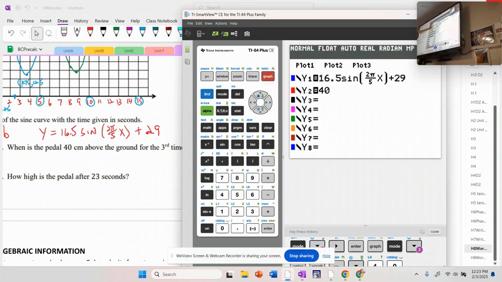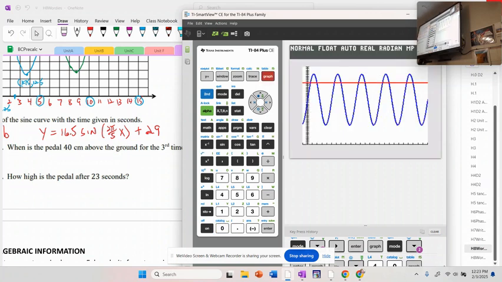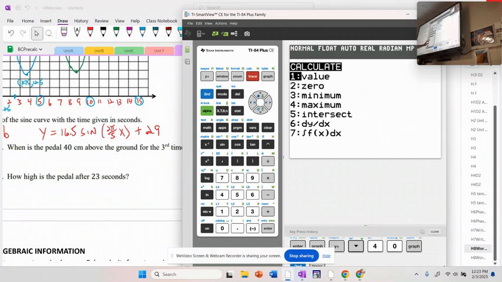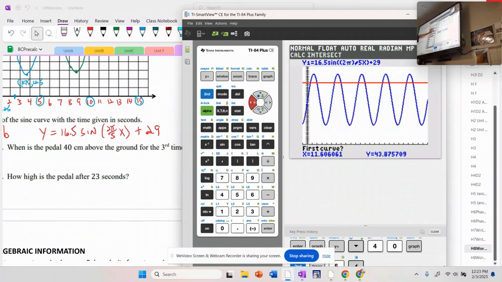I guess you kind of know how. But you know, I just like that. The third time is really this one right here, because it goes up, hits it, comes back down, hits it, then it's going back up the third time. So second trace, calculate, intersect, and this time you do have to get close to that third intersection. Close, close, close. That's the third time in this cycle. Enter, enter, enter. Intersection: 5.58 seconds, you'll be at that position again.